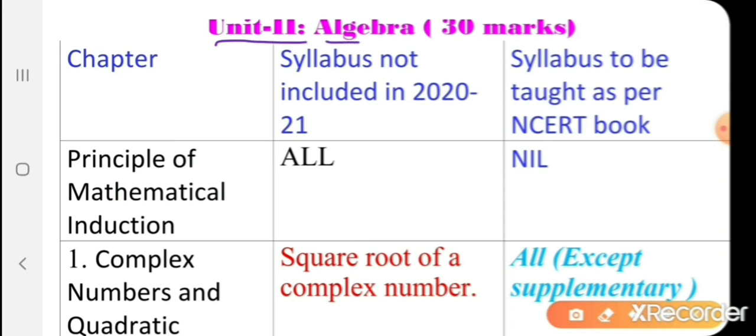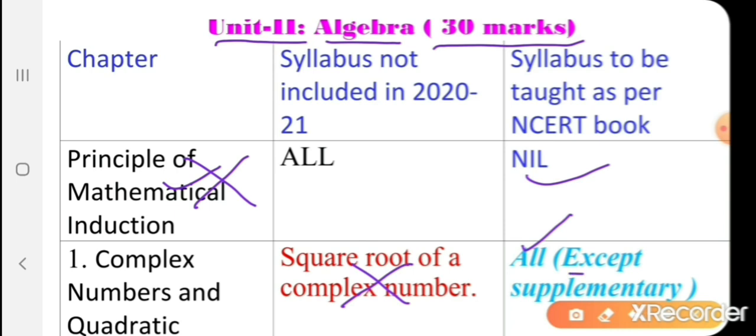Unit 2, algebra, carries 30 marks in the annual examination. This year the principle of mathematical induction is not included, so it is excluded and there is no need to read it. Next, the first chapter of algebra is complex numbers and quadratic equations. Here the square root of a complex number is excluded. You do not have to read this. You have to read all except this supplementary part.